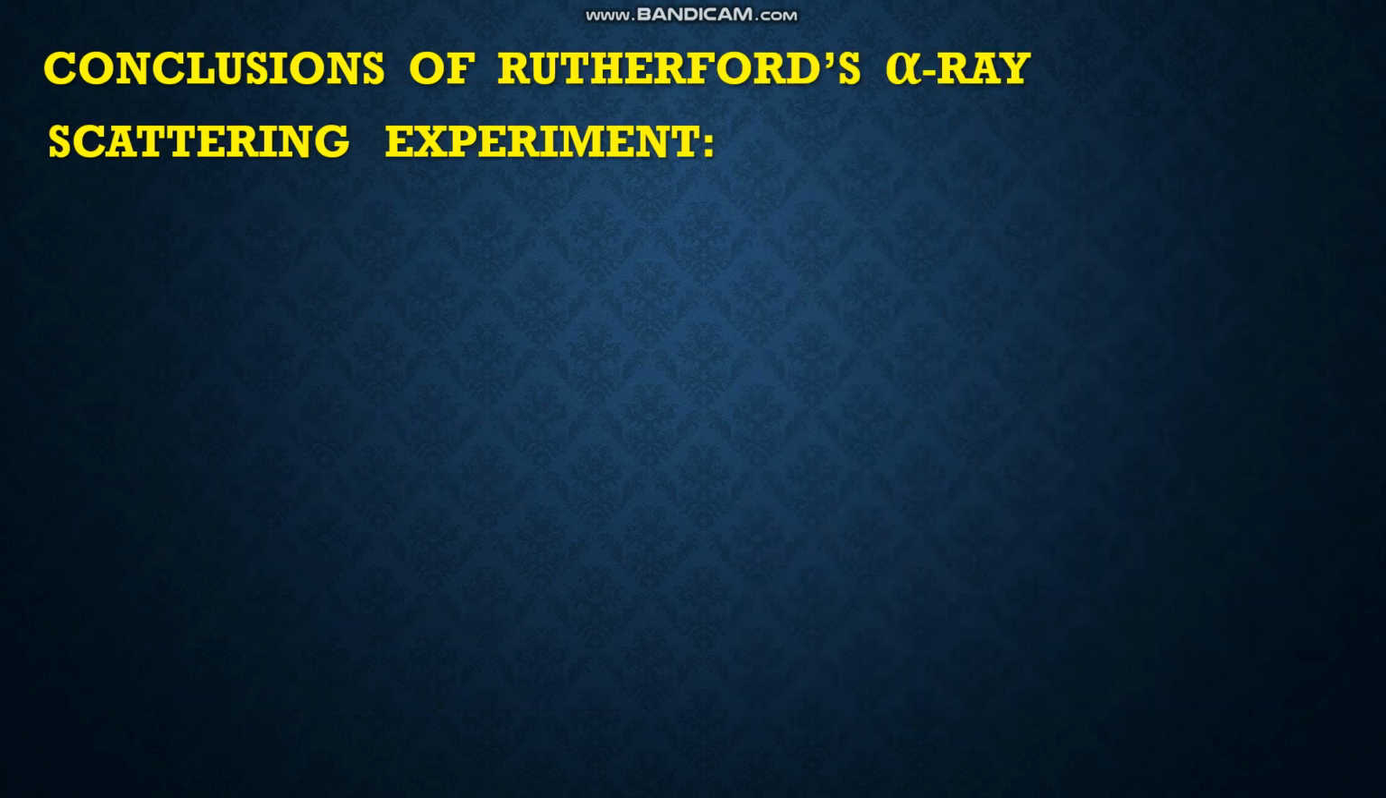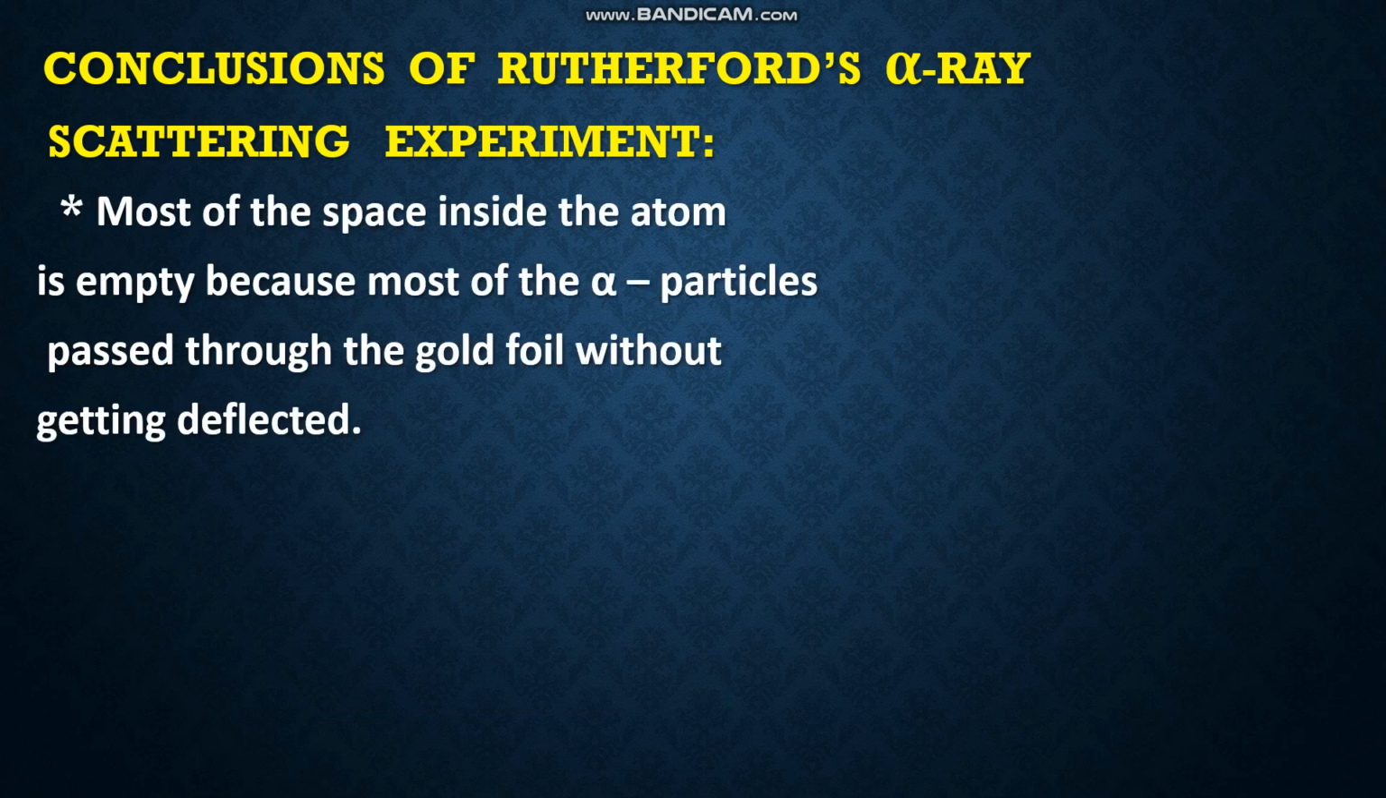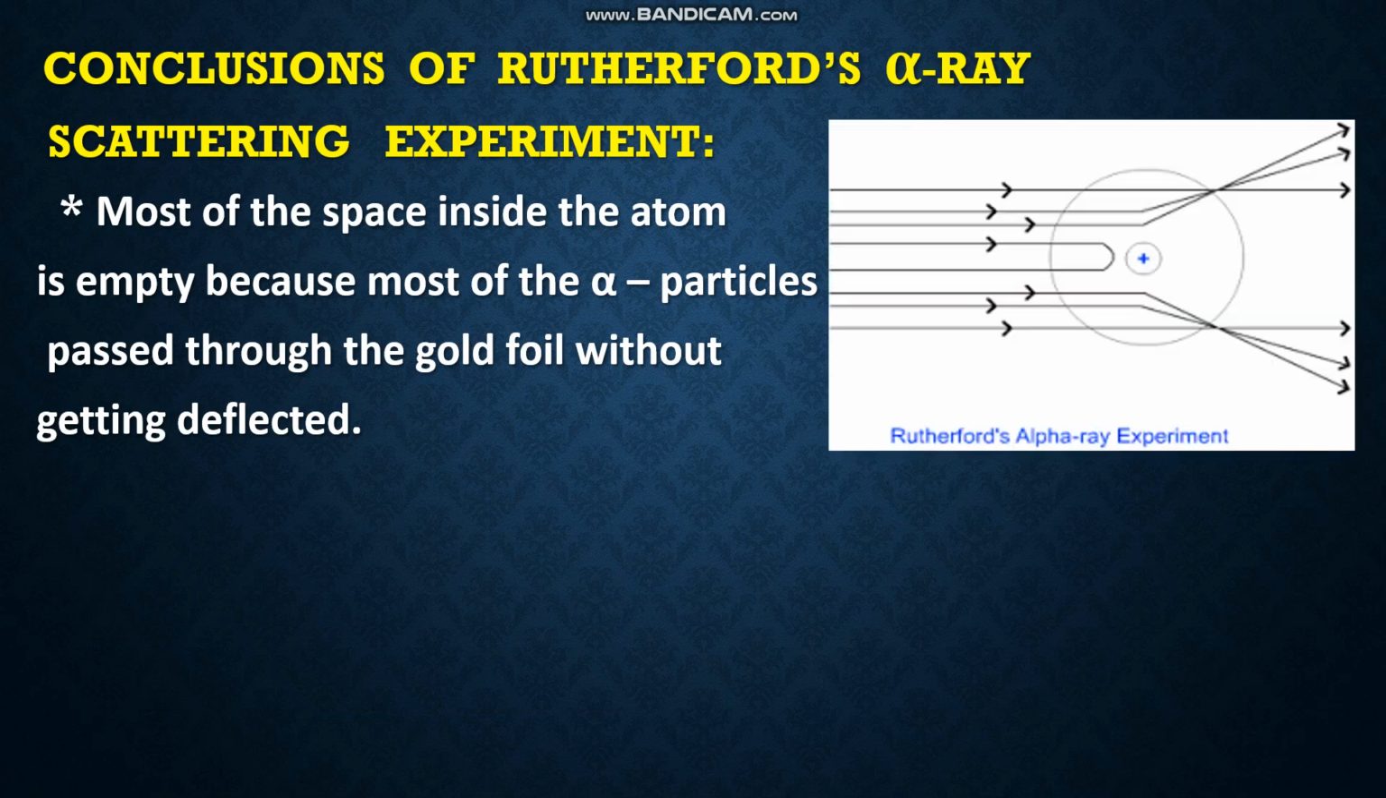What are the conclusions of Rutherford's alpha ray scattering experiment? Most of the space inside the atom is empty, because most of the alpha particles pass through the gold foil without getting deflected. What does it mean? That nothing is hindering them. There is no hindrance, so they can easily pass. That means most of the space in the atom is empty.